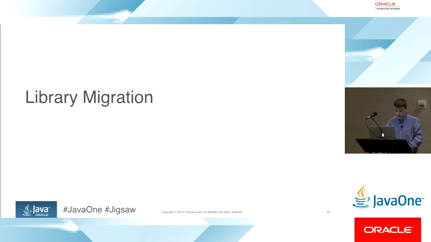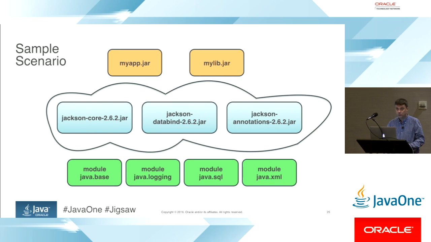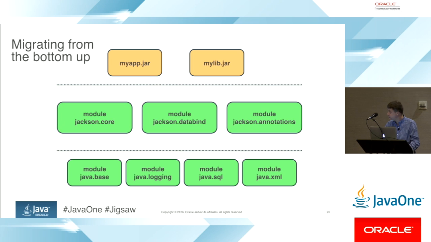Library migration. So this is the second part. We will roll back to where we were at the beginning of the presentation, where we had the modular platform at the bottom, our sandwich of jar files in the middle, and our application, and whatever libraries it comes with, at the top. What we're going to do is start at the bottom now and try and move the Jackson jar files that we have. We want to move and migrate those to modules so that we end up with this picture.